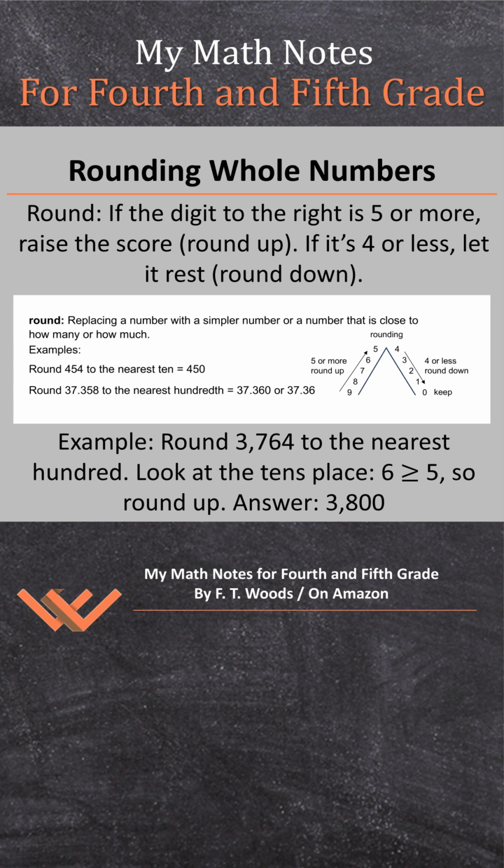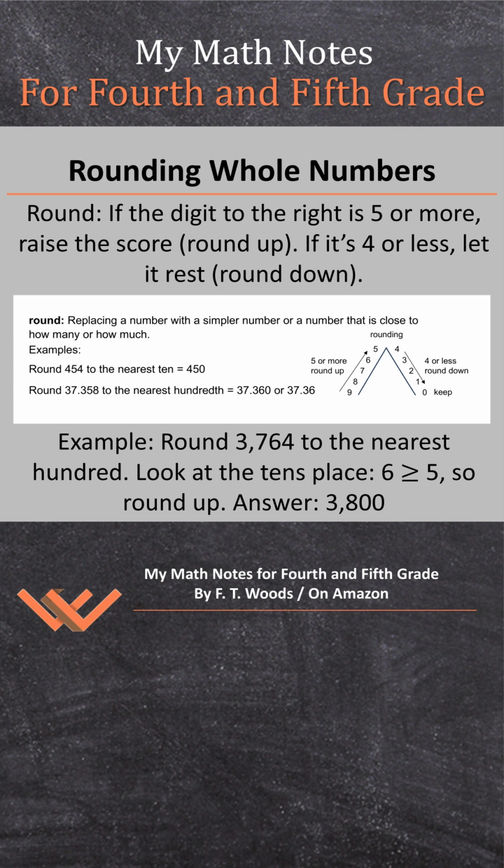Round 37.358. That's a decimal, but it still works the same way here, to the nearest hundredth. Well, the hundredth is going to be the second digit to the right of the decimal point, and I want to look to the right of that, so it's just going to be 0, so I just leave it at 37.36.